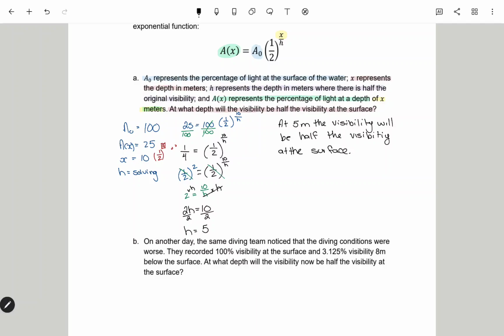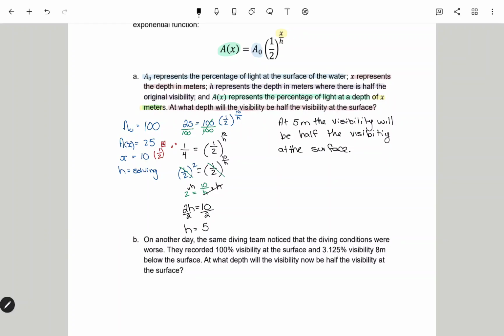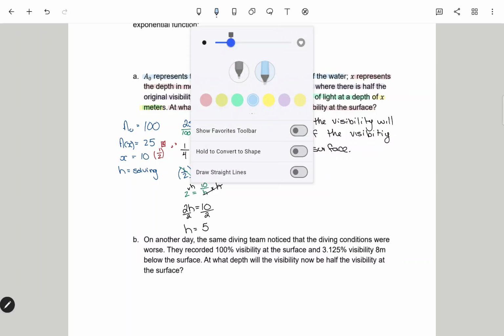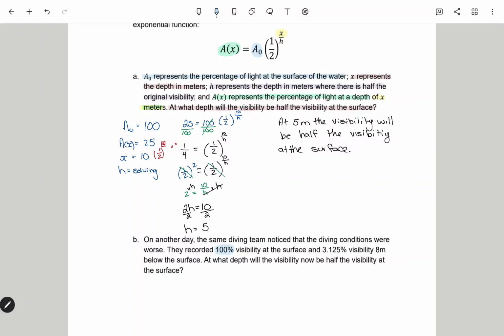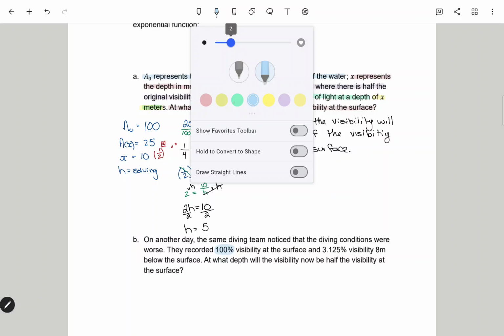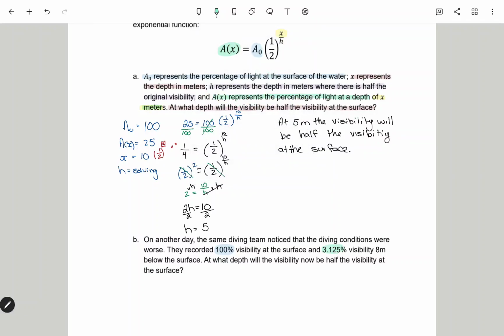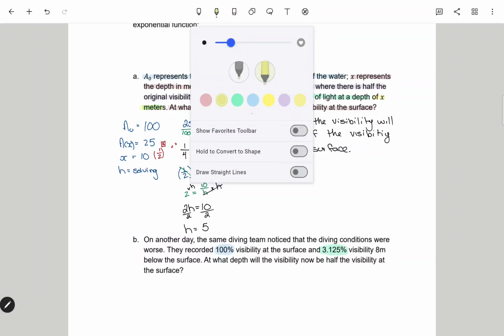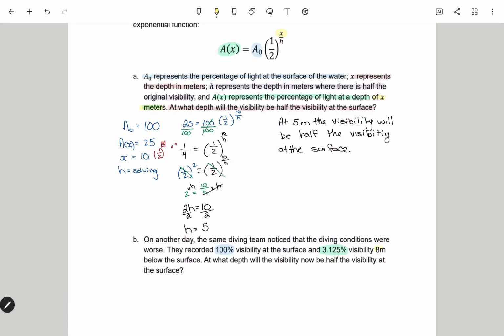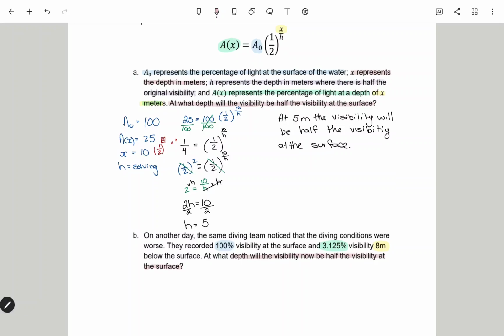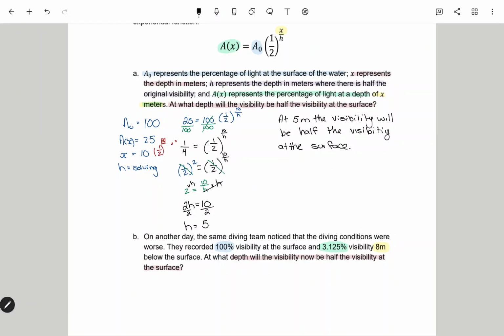So part B tells us that on another day, the same diving team has now noticed that the diving conditions were worse. They recorded that at the surface, we still had 100% visibility. So I'm following the same color code. And then we only had 3.125% visibility when we were 8 meters below the surface. And again, it wants us to solve the depth where the visibility will be half that of the surface. So we're once again solving for h.